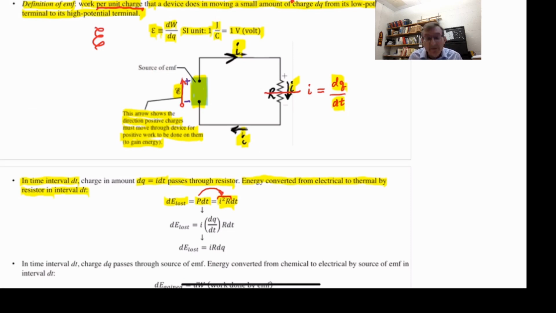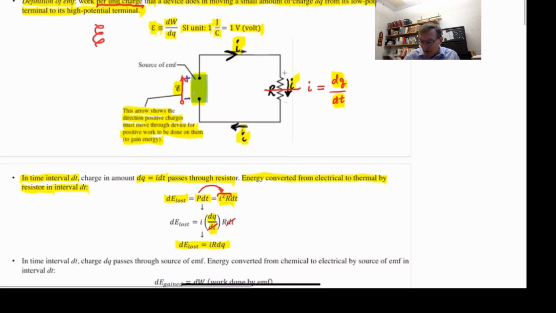Then all I did is take one factor of I from I squared, right? I squared is I times I. I took one of those factors of I and replaced it with the definition of I, dq over dt. That's the only thing I did next. But then I can think of this factor of dt and this factor of dt as canceling. And I have this little formula for the tiny amount of electrical energy lost because of the resistor: I times R times dq, where dq is the amount of charge that flowed through that cross-section in the resistor in a time dt.